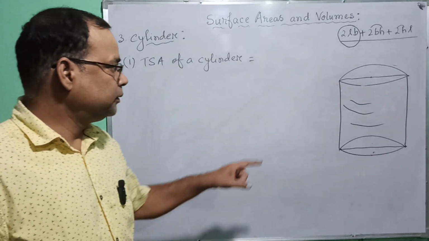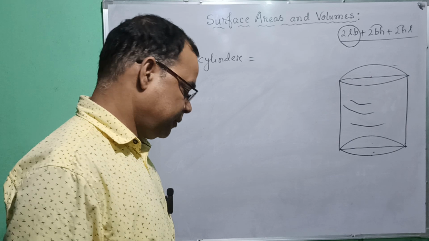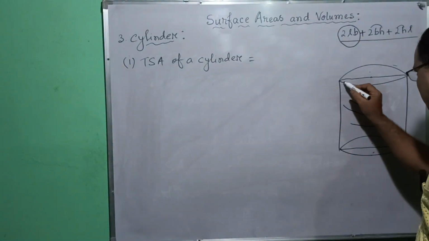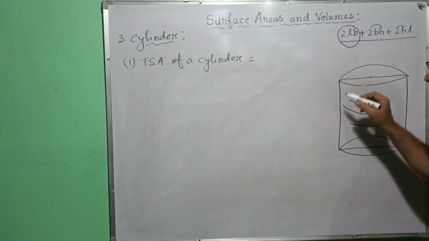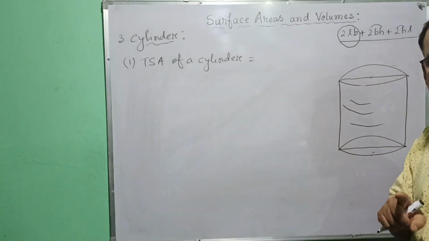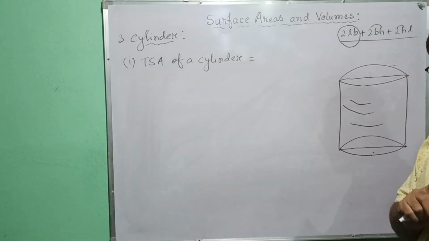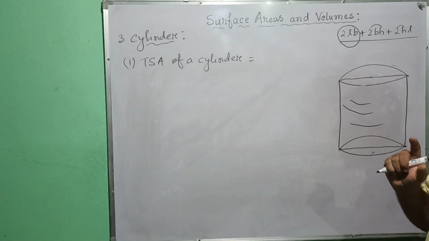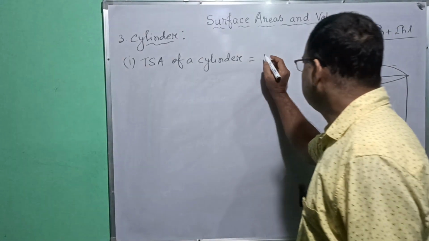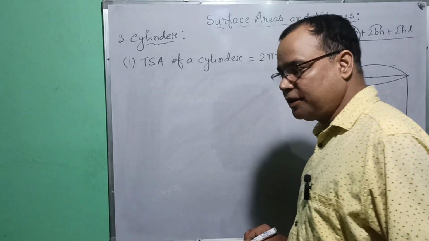First of all, if we write the flat surface area, what is the area of a circle? You must know what the area of a circle is. The area of a circle is pi r square. You must remember. So here two circular shapes are there, so for two circular shapes, it will be 2 pi r square. I think you can understand.